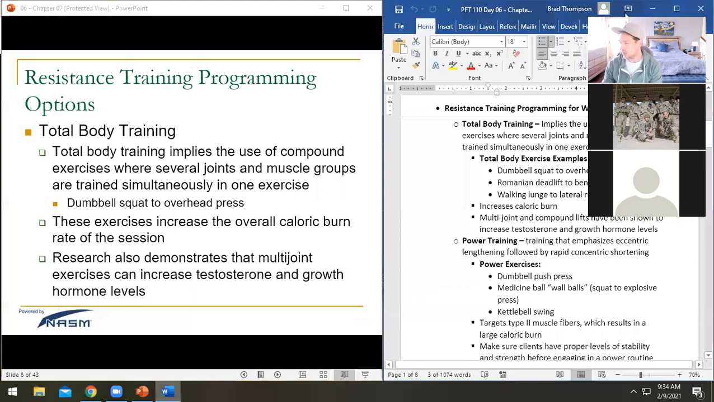Okay. Any questions there, guys? How are my new folks feeling about the OPT model? Does that make sense to everybody?